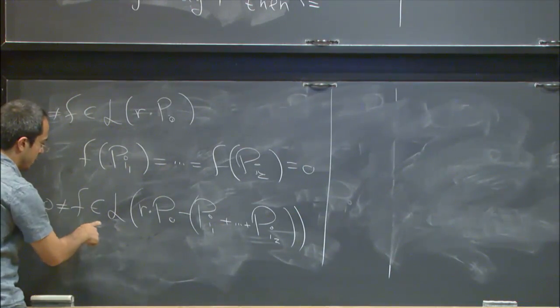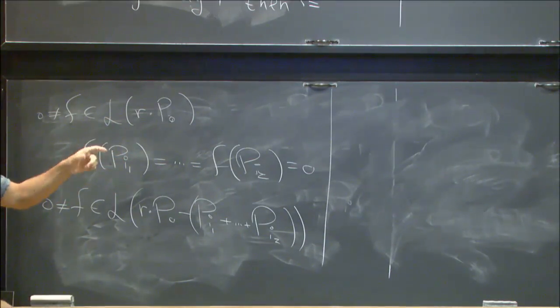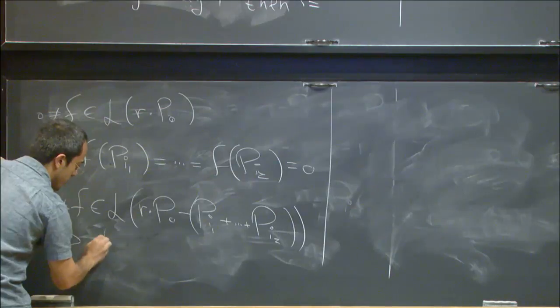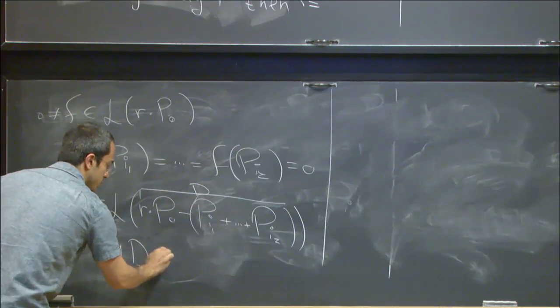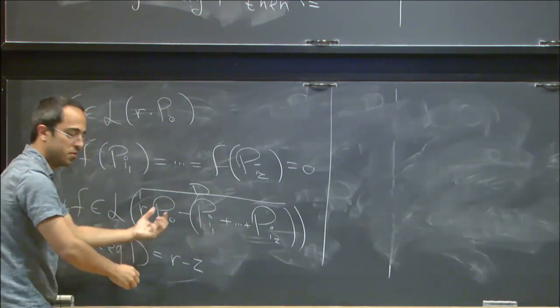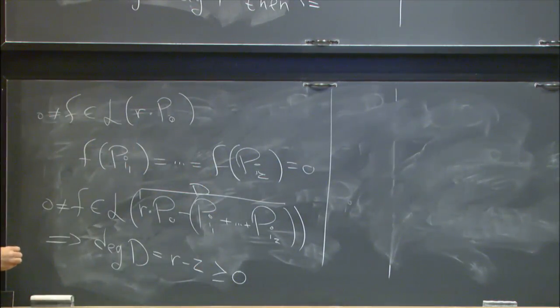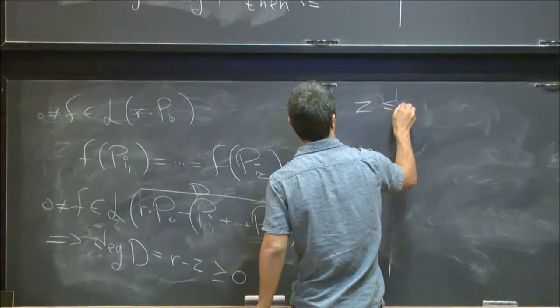Okay, so the fact that this Riemann-Roch space is not trivial means its degree is at least zero, by, well, I guess the contrapositive of this lemma. So this means that the degree of D, which is R minus Z, just because of the way we define degrees, the sum of the coefficients here, is at least zero. We said that if this is smaller than zero, this is empty, so the contrapositive is this one. And so the number of zeros is at most the degree, R. So Z is at most R.